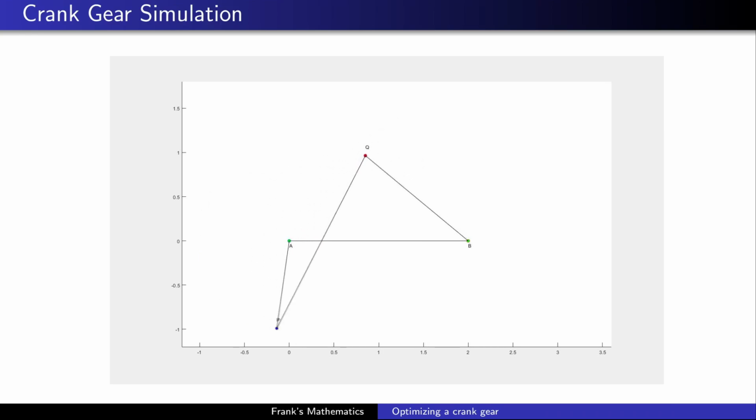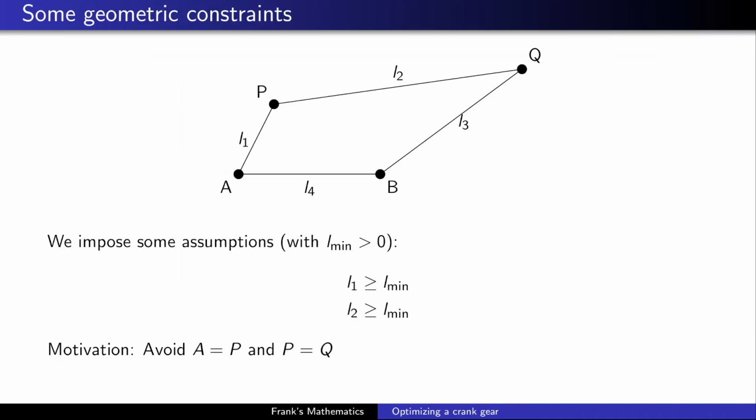And the question is now, can we optimize the system to get our point Q moving the way we want it to move? And that's the aim of this video. I want to show you how to do this in Matlab. But before we start with the optimization, we have to do some geometry and take a look at the geometric constraints. Let's start with giving some objects some names.